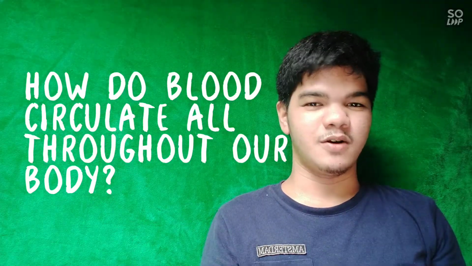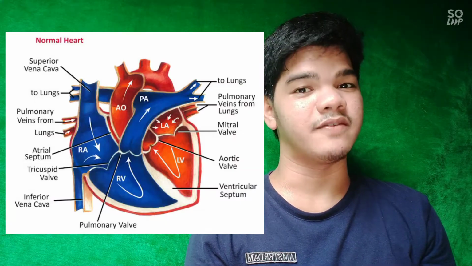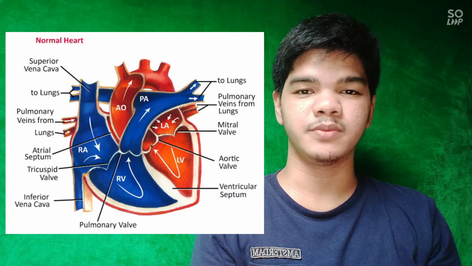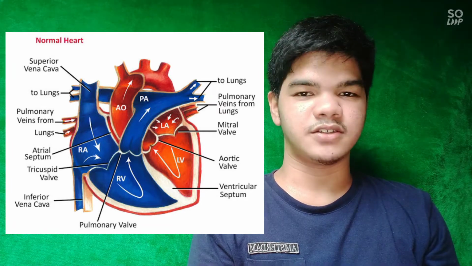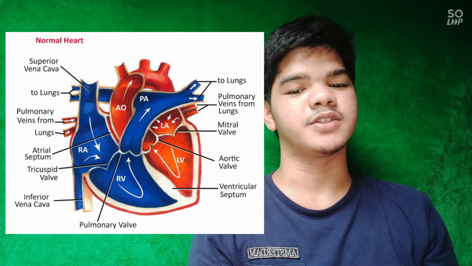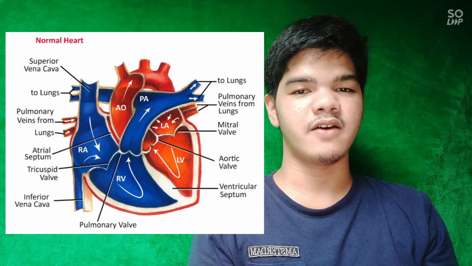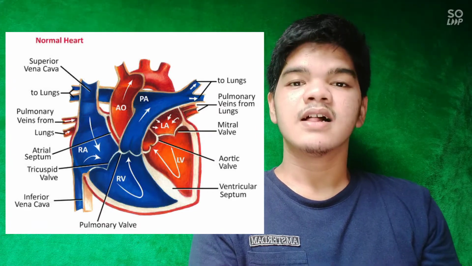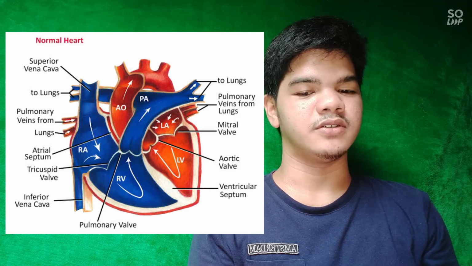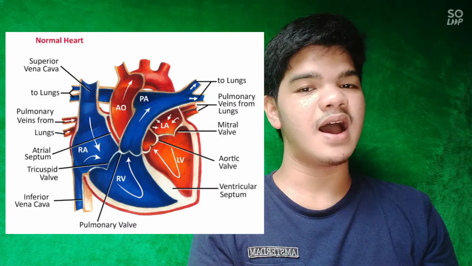Let's go back to the question, how does blood circulate all throughout our body? The first thing that happens is the right ventricle pumps the oxygen-poor blood to the lungs through the pulmonary valve. The left atrium receives the oxygen-rich blood and pumps it to the left ventricle through the mitral valve. And finally, the left ventricle pumps oxygen-rich blood through the aortic valve out to the rest of the body.